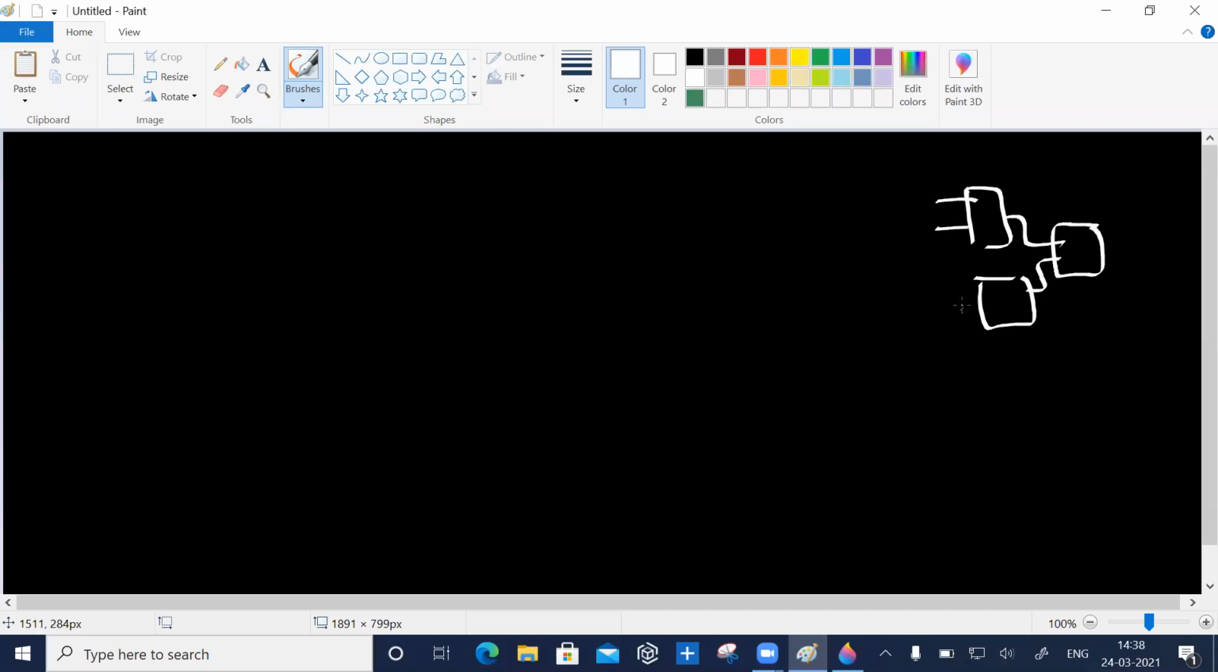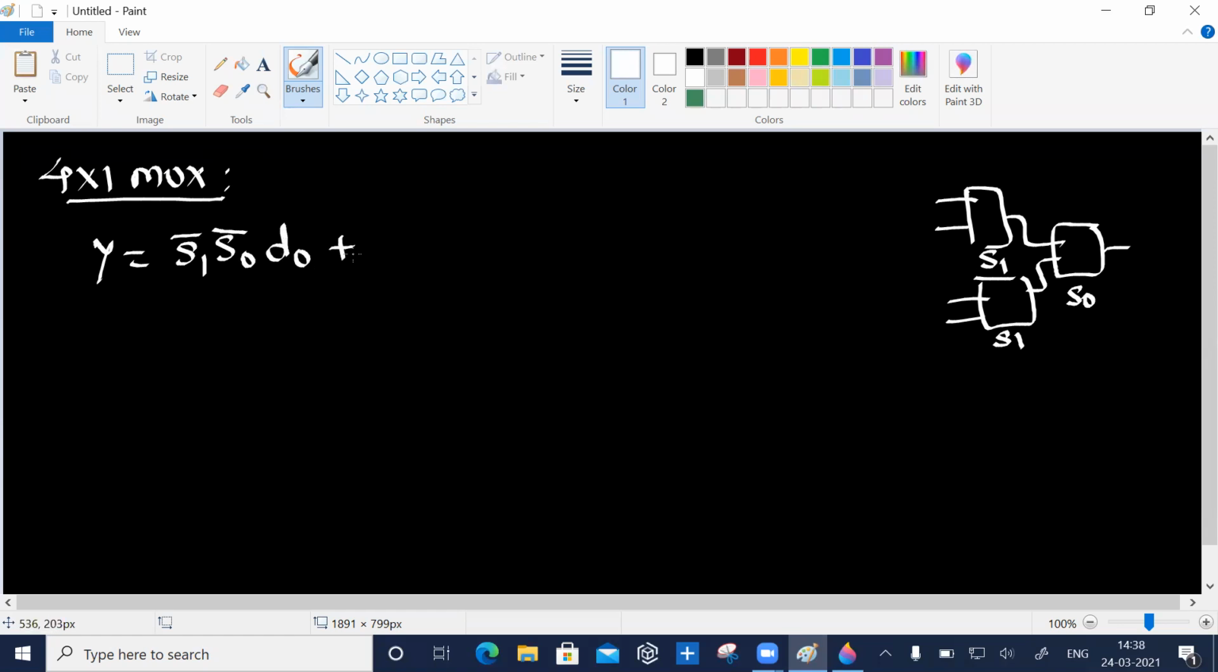How did I come to know these things? I took S1 here, S0 here. How do I know this? Now this we will do. Tell me, for a 4 by 1 mux, what output expression do you have? You have Y equals S1 complement S0 complement D0. Then 0 1 means D1. Then 1 0: S1 S0 complement D2. Then 1 1: S1 S0 D3.